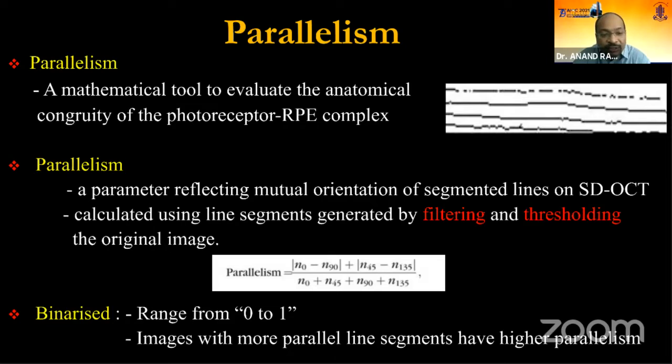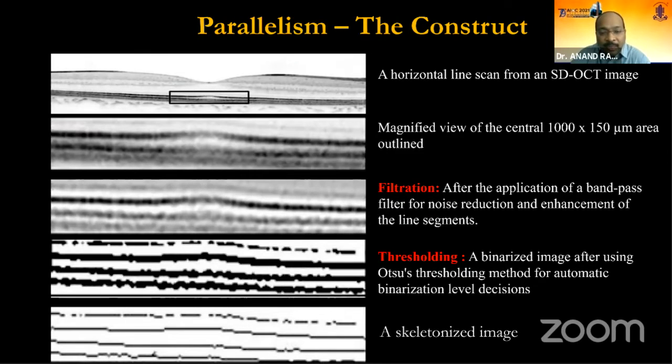It's binarized to range from 0 to 1. And obviously, more parallel lines have higher parallelism. So this is how they constructed a horizontal line scan from the SD-OCT image, magnified central 1000 into 1550 micron area, filtered by application of a bandpass filter for noise reduction and enhancement of these line segments. They used thresholding with a binarized image, using what's called the Otsu's thresholding method for automatic binarization, and then you generate this skeletonized image.